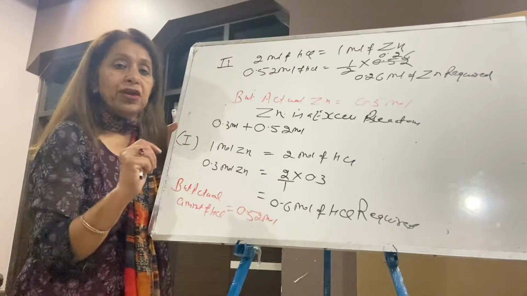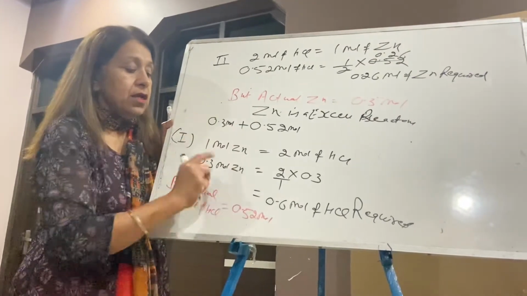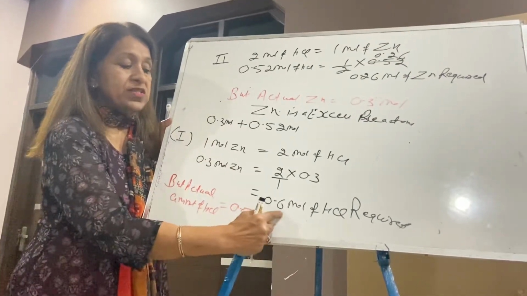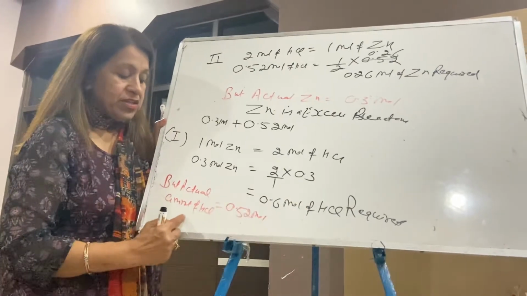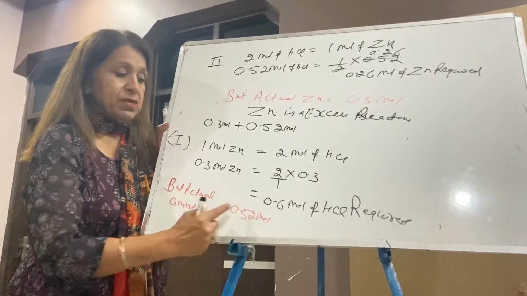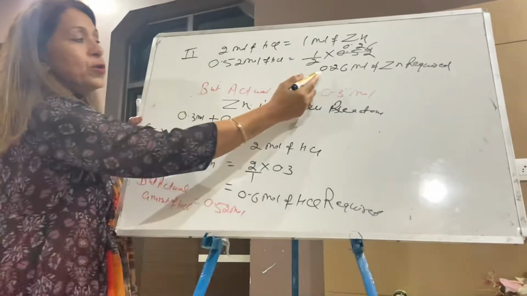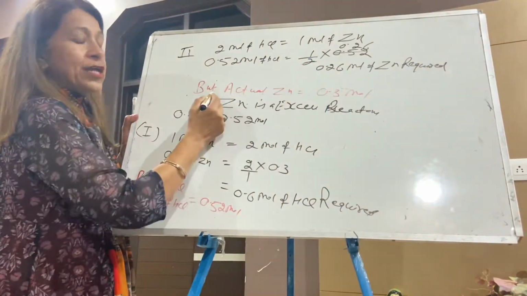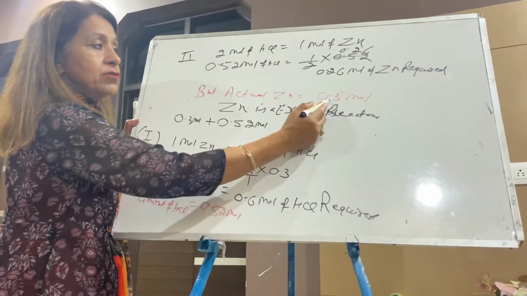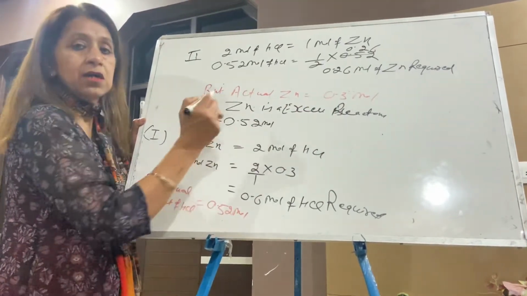Then you apply the unitary method one by one like this and this. Now here you can see 0.6 mole of HCl is required and 0.52 mole is given. This means HCl is the limiting reactant. For zinc, 0.26 mole is required, but the actual amount given in the numerical is 0.3 mole. That means zinc is the excess reactant.